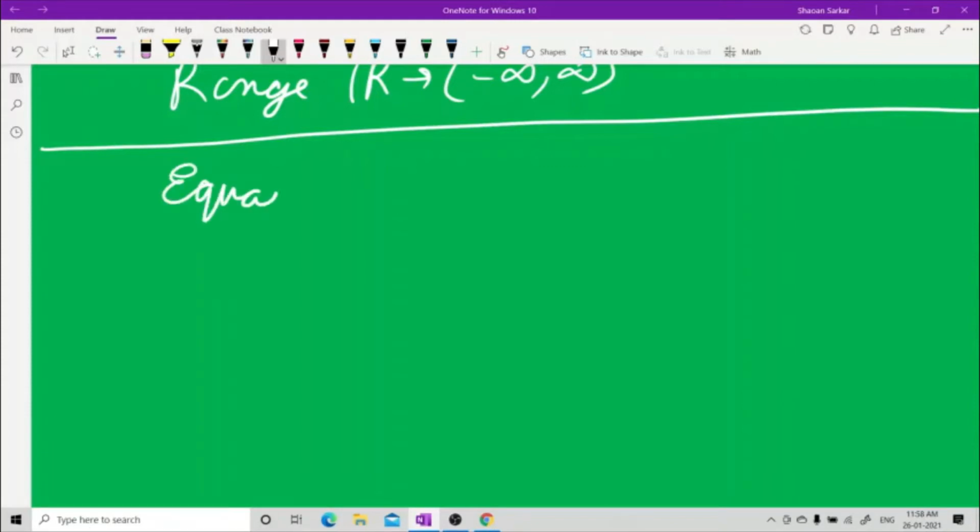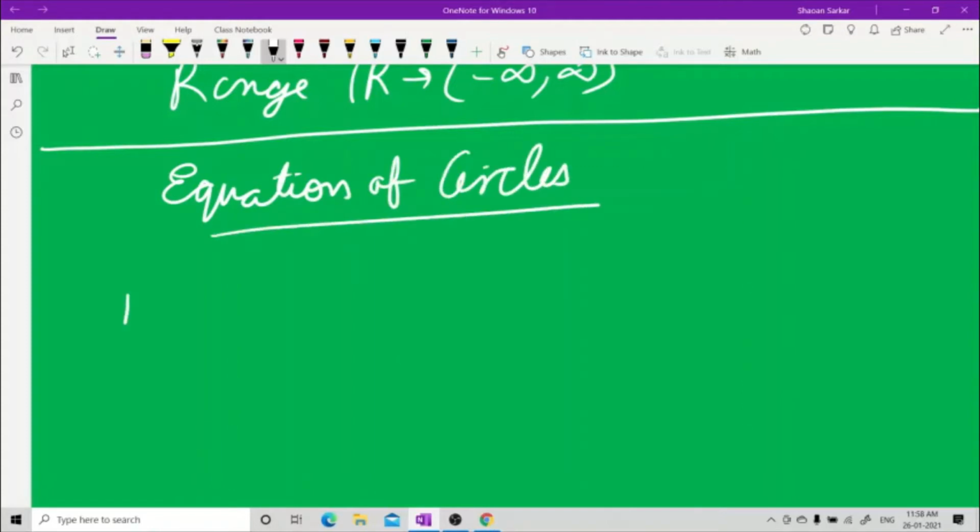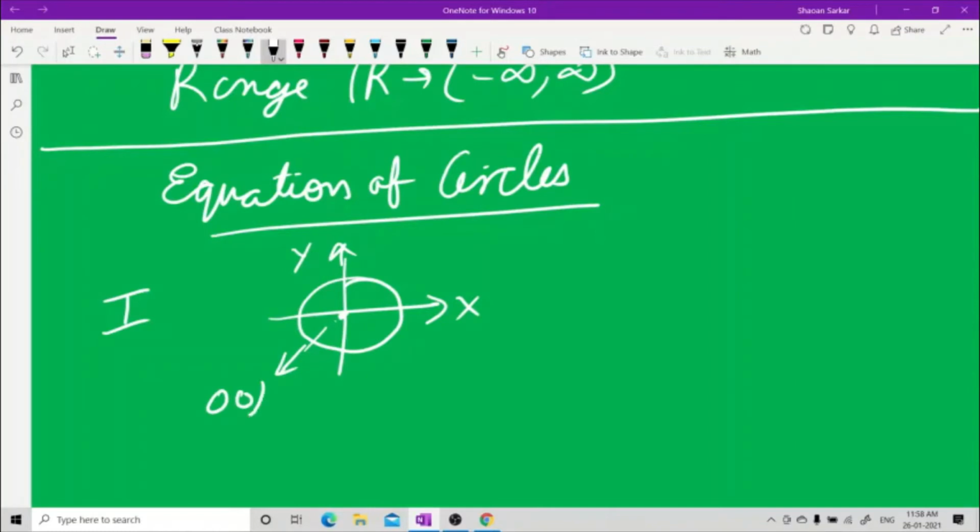Equation of a circle. Equations of circles. See, first case. For number one, if this is my circle whose center is 0, 0. This is of course the x-axis. This is your y-axis. Center is 0, 0. Then the radius is r.